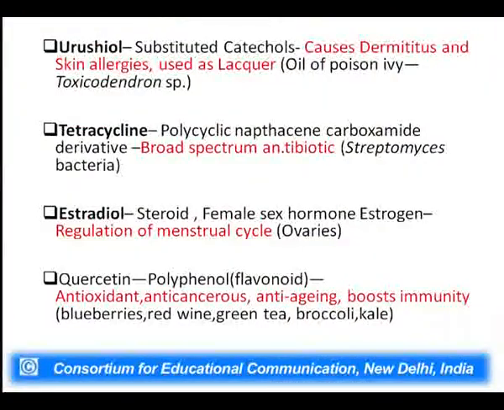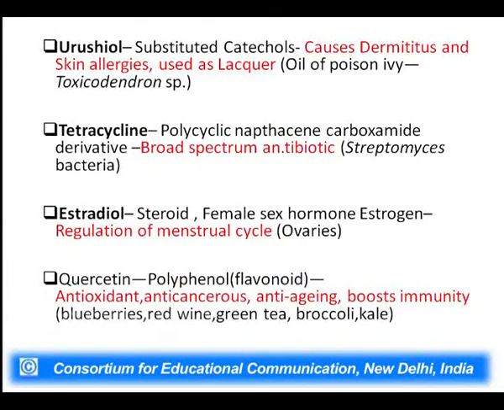If I talk of urushiol, on one hand it causes dermatitis or skin rashes. At the same time, it is used as lacquer in Japan and China. Tetracyclines are broad-spectrum antibiotics, and we obtain them by culture of Streptomyces bacteria. Estradiol, which is a steroid, is a female sex hormone, and it regulates menstrual cycles.